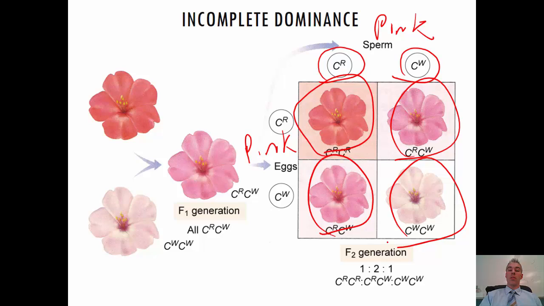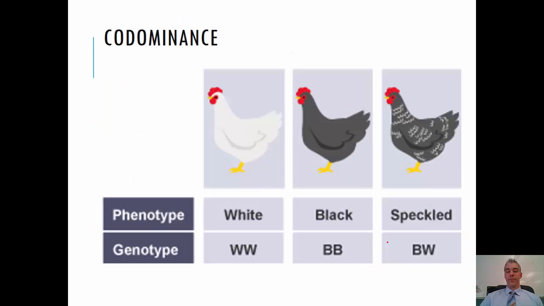The red being the homozygous for big R, white being homozygous for W, and then the R and the W, and you're heterozygous, you have that pink color. In codominance, you end up getting this patchy situation. Here's showing you it in a chicken.